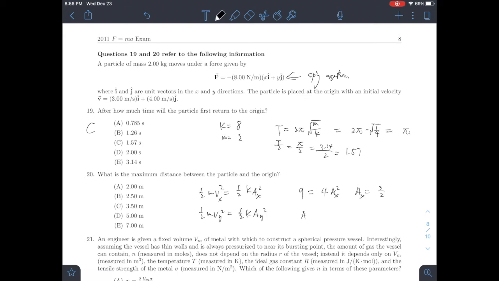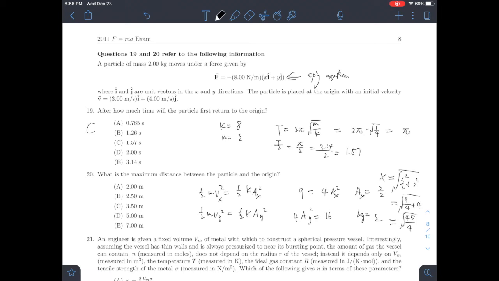So a is equal to 3 over 2. This is ax. Then ay squared times 4 is equal to 4 squared, equal to 16. So ay is equal to 2. So now we use the Pythagorean theorem. (3 divided by 2) squared plus 2 squared, square rooted, is equal to the maximum distance between the particle and the origin, which is 9 divided by 4 plus 4, which is equal to 45 over 4, and then all square root.